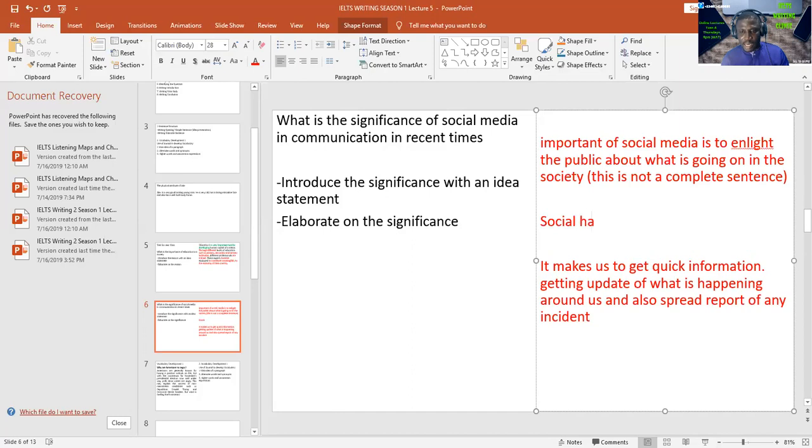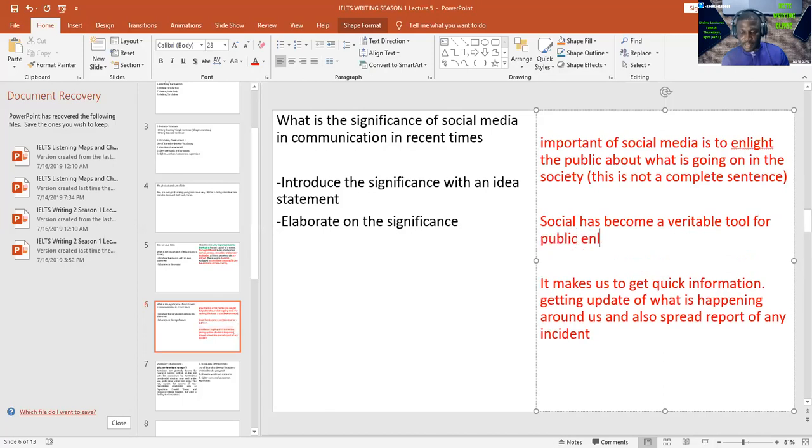Okay, this one is an incomplete sentence, and I'm going to rewrite it. Social media has become a veritable tool for public enlightenment. You said the importance of social media is to enlighten the public about what is going on in the society. Mine comes more in an idea form: social media has become a veritable tool for public enlightenment.